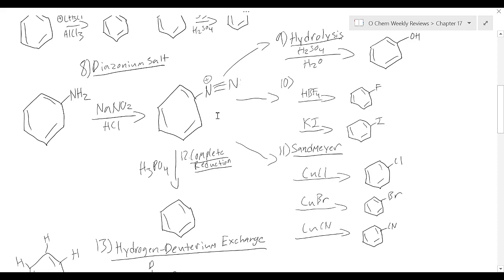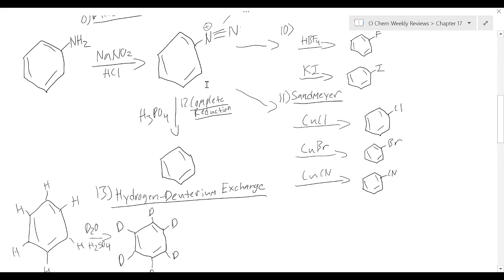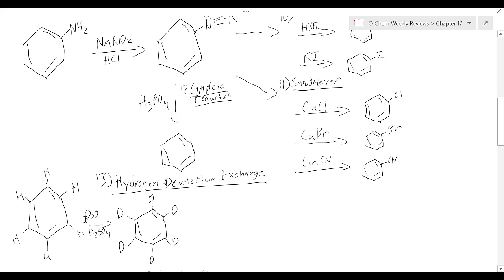Alright, we're almost done. Number 13 is hydrogen deuterium exchange. That's exactly how it sounds. D2O, H2SO4. All of these hydrogens are going to be replaced by deuterium. Now keep in mind, deuterium is hydrogen. It's a hydrogen isotope, but just at a heavier mass.